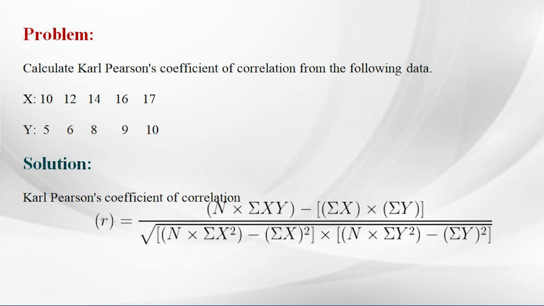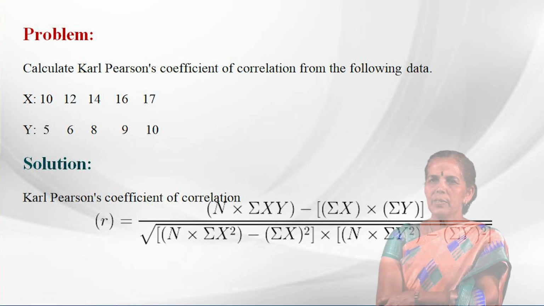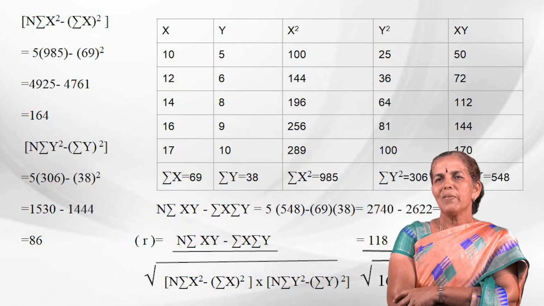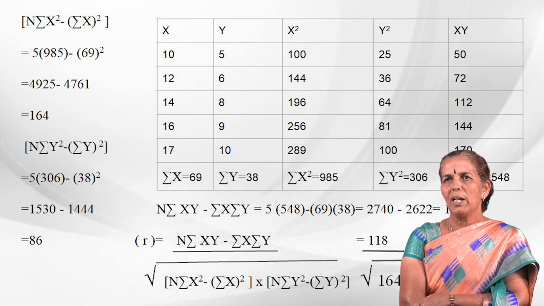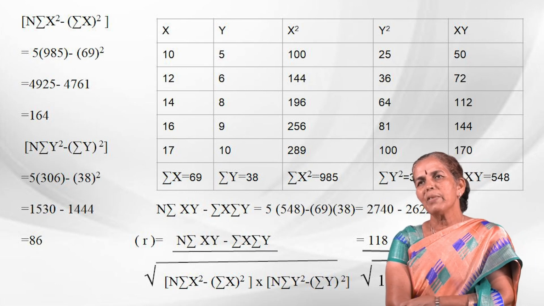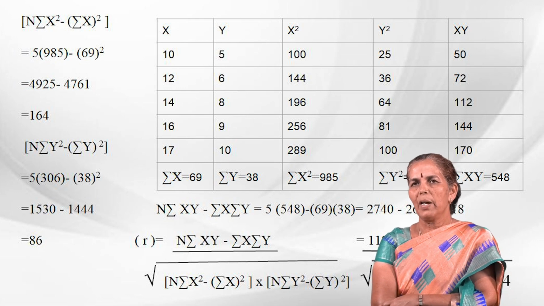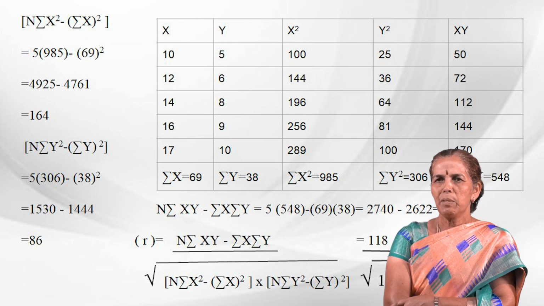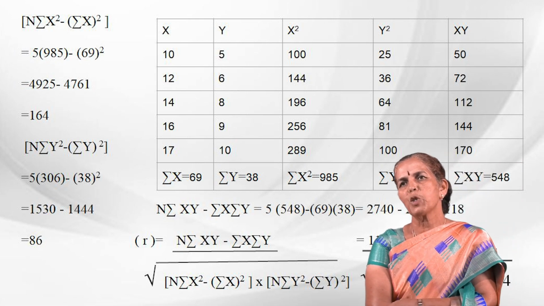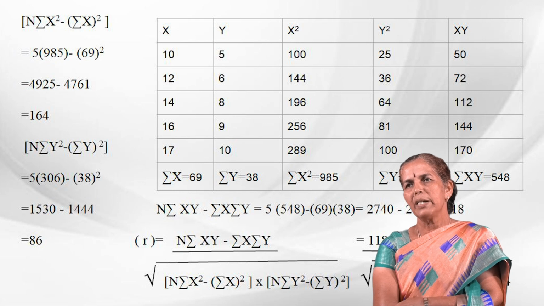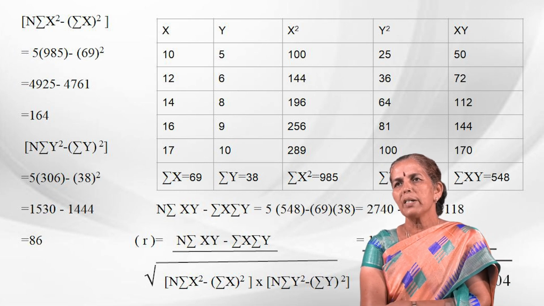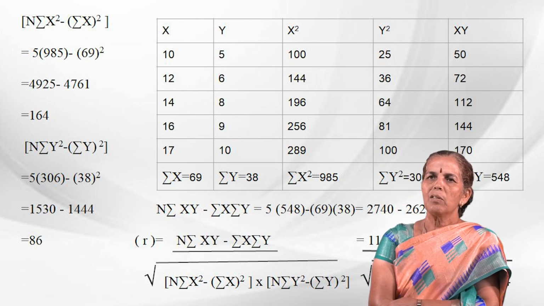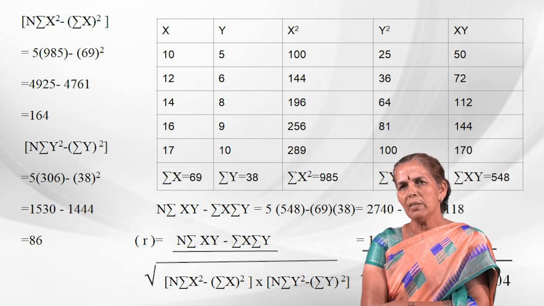In this method, it is not necessary to find the mean value. As we have the x and y values, we can do this calculation. You see the columns. First of all, write the x and y column values, then square the x value, after that square the y value, next xy. We sum up all the column totals. For summation x we got 69, summation y 38, summation x squared 985, summation y squared 306, summation xy 548. N is nothing but the number of values given, that is 5.